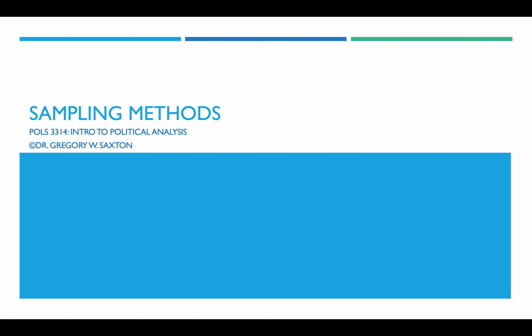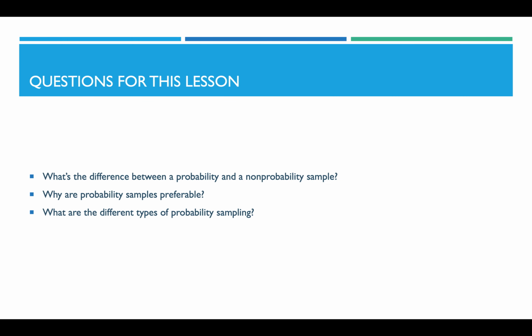Welcome back, everyone. In previous lessons, we discussed why we use sampling when conducting social scientific research. In this lesson, we're going to look at some of the different methods we have for drawing samples that we can ultimately analyze and make generalizations about. Here are the questions for this lesson.